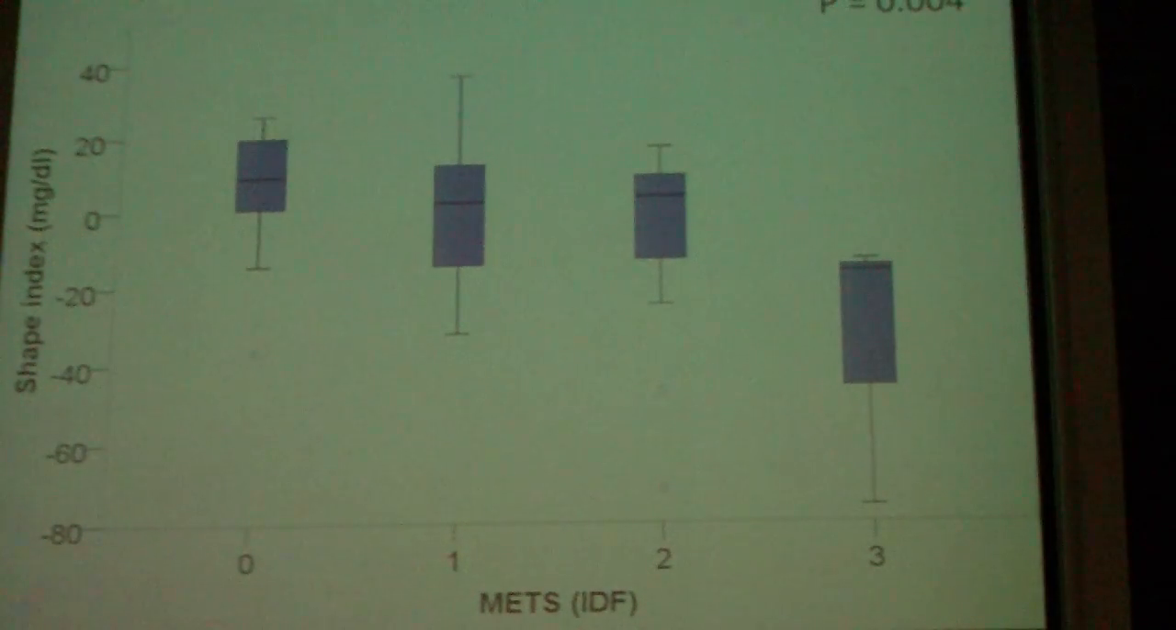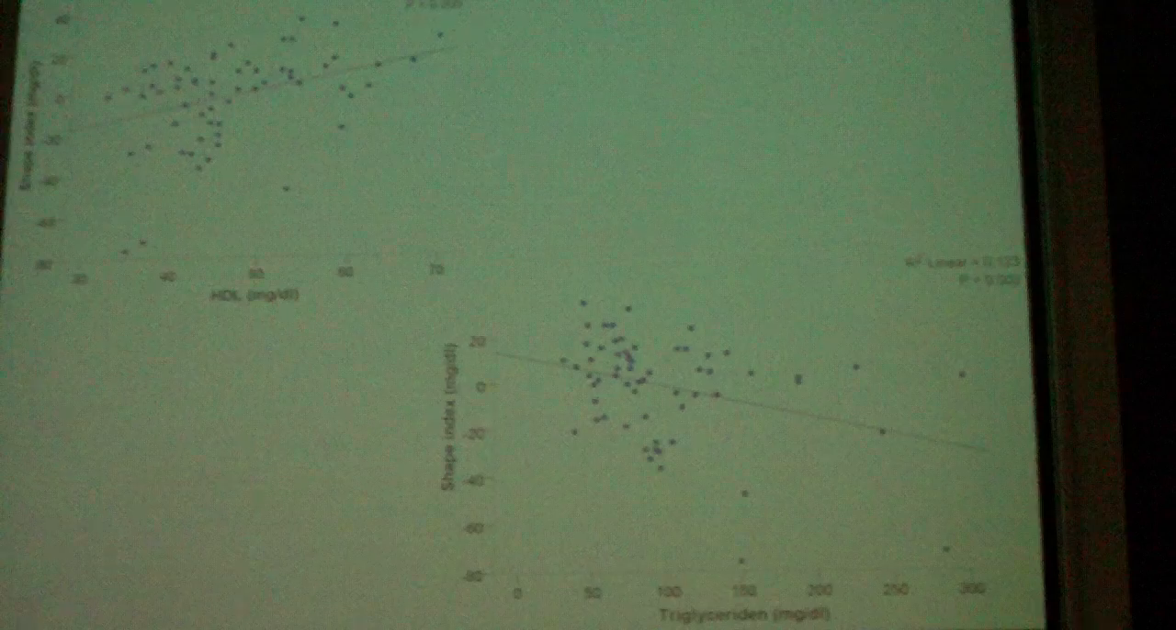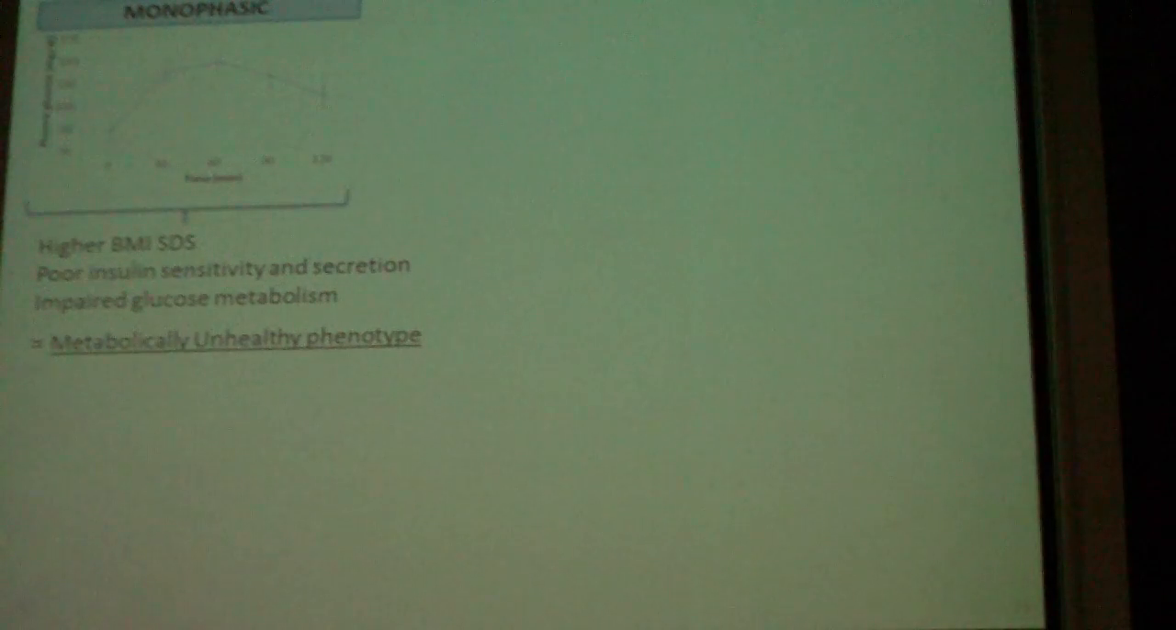We also correlated this with the metabolic syndrome, and we saw the more parameters of the metabolic syndrome, the lower the shape index. So the more monophasic, children of monophasic pattern had more components of the metabolic syndrome, so were more metabolically disturbed, and they had a lower HDL and higher triglycerides. So eventually you can see that in these obese girls, the monophasic form was indicative of a metabolically unhealthy phenotype.